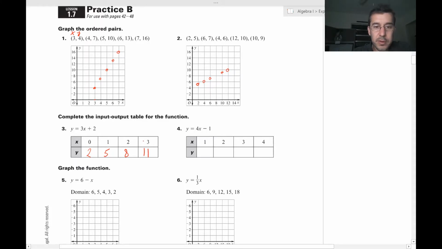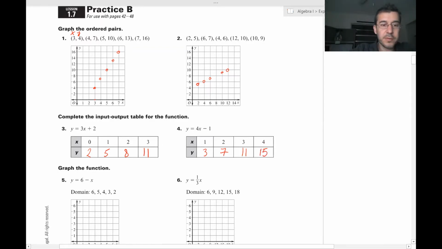And number 4, the function is y equals 4x minus 1. When x is 1, 4 times 1 is 4 minus 1 is 3. When x is 2, 4 times 2 is 8 minus 1 is 7. When x is 3, 4 times 3 is 12 minus 1 is 11. And when x is 4, 4 times 4 is 16 minus 1 is 15.